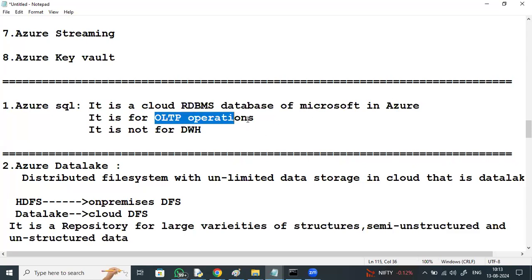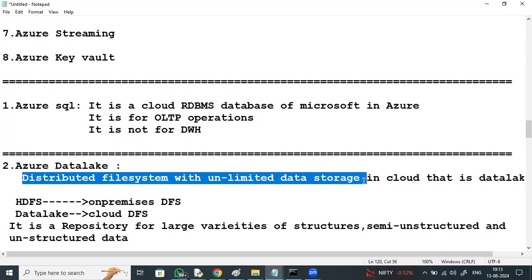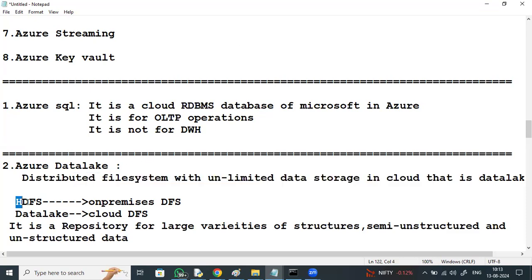It is for OLTP operations, online transactional processing. It is not for data warehouse. Now we talk about Azure Data Lake. It is a kind of distributed file system with unlimited data storage, that too in the cloud. That is what a data lake is. You have knowledge of big data Hadoop, right? You've got HDFS, Hadoop distributed file system. It is an on-premises distributed file system. Data lake is a cloud distributed file system. It is a repository for large varieties of structured, semi-structured, and unstructured data.